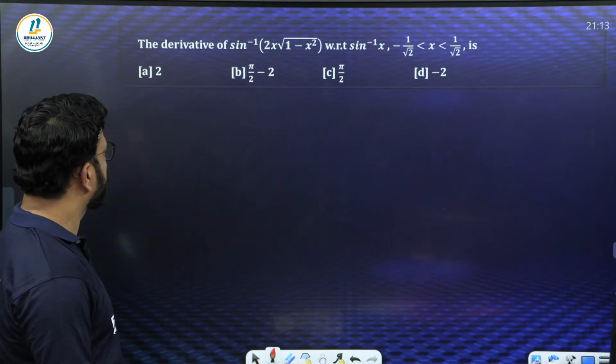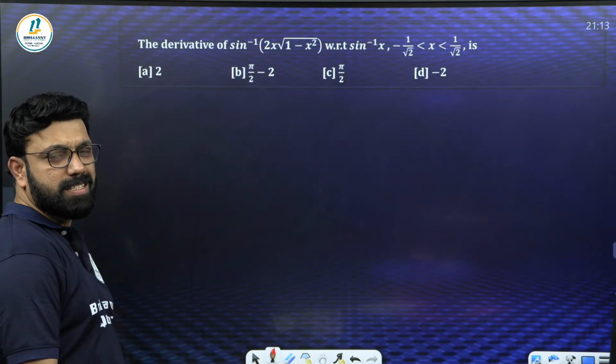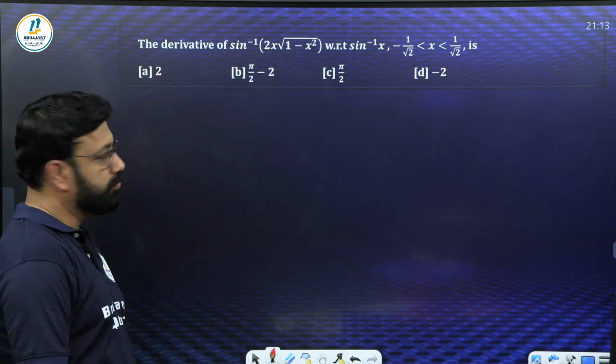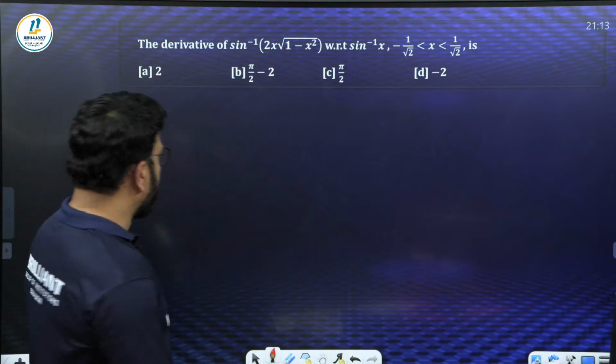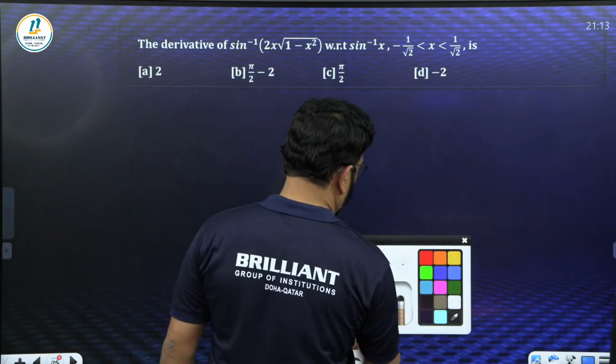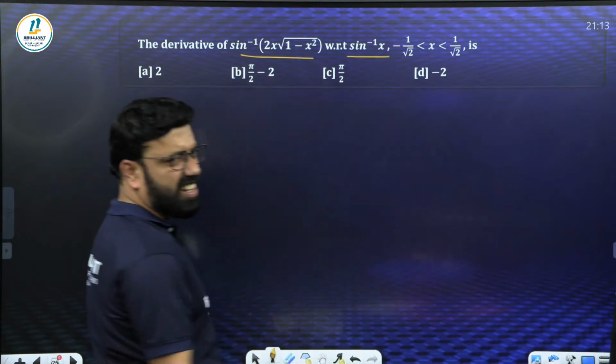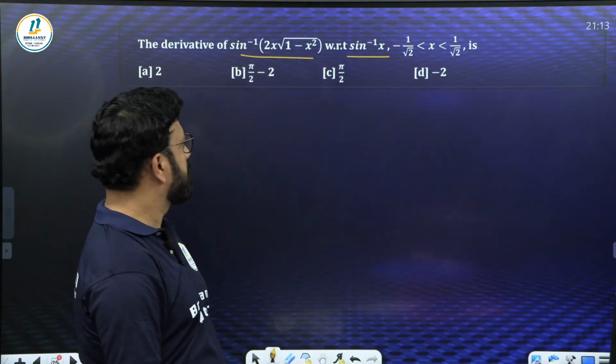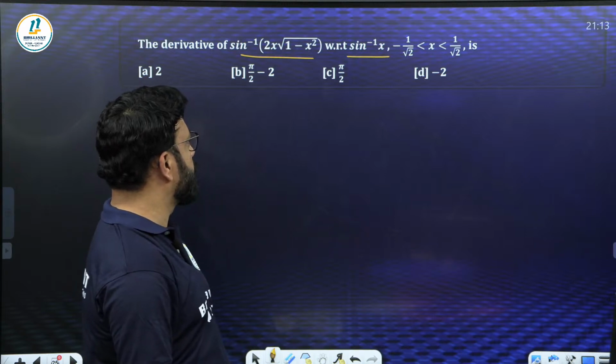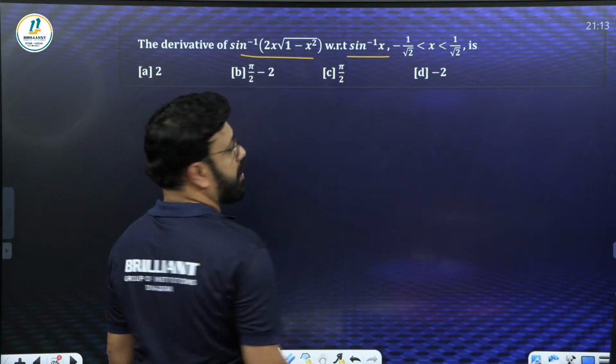See, simple question, u and v form, du by dv form. Sin inverse of 2x and sin inverse x. How can we do shortcut way? Sin inverse of 2x into root 1 minus x square.